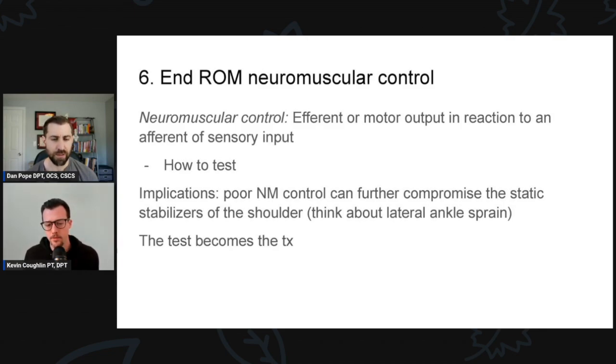We've mentioned the ankle a few times, but it makes sense to think about the shoulder when we think about recurrent ankle sprains. Those folks tend to have pretty poor static stability and pretty poor neuromuscular control, and that has to be a big part of the rehab program to prevent re-spraining your ankle. I think the key they're pointing out here is that this has to be a huge part of our shoulder rehab program.